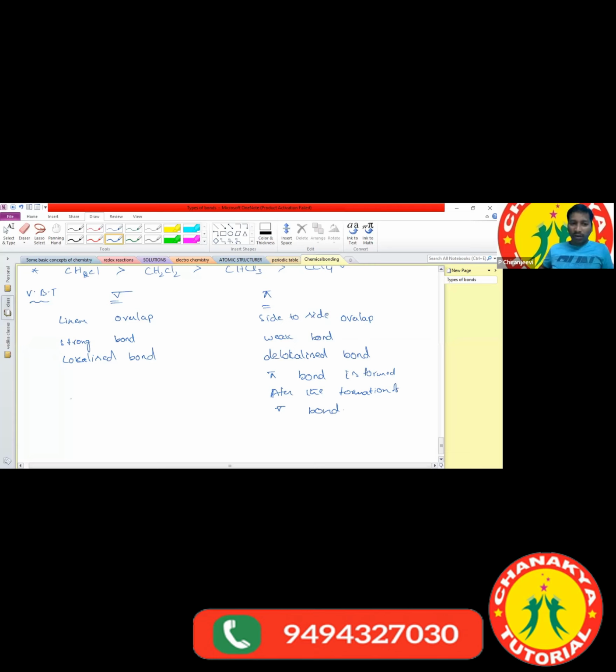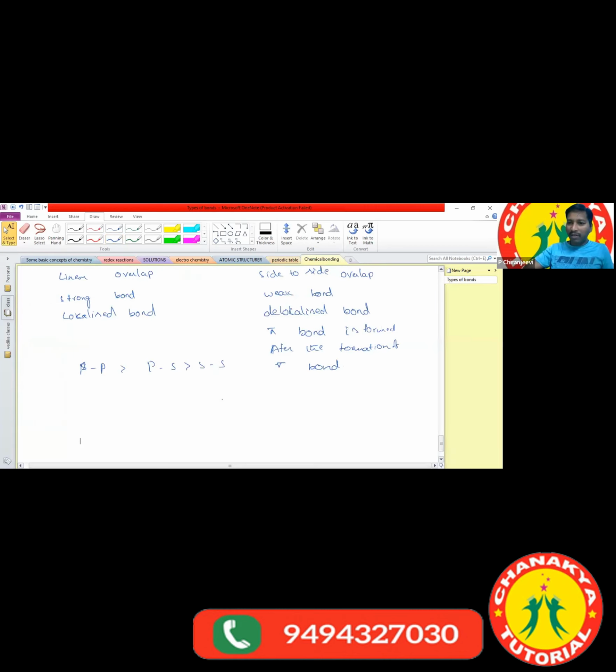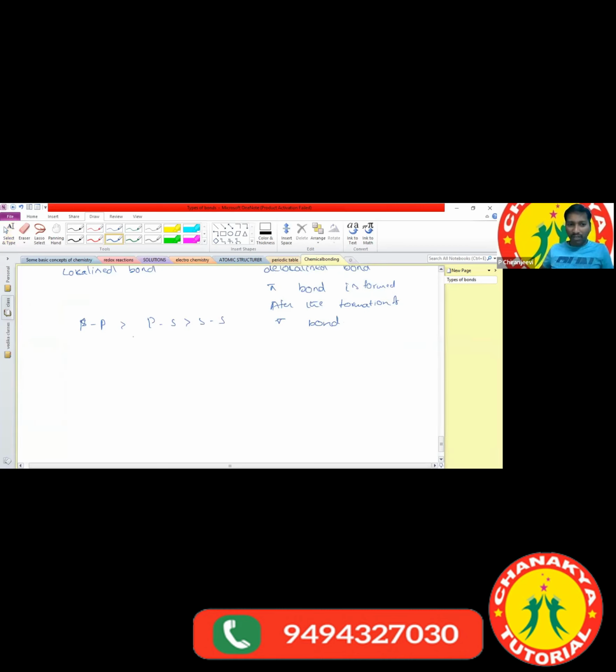For this, they have also given the bond strength order: p orbital with p orbital is greater than p orbital with s orbital, and after that s orbital with s orbital. This is the extent of the overlapping. Based on this, I have some previous year questions that I am going to discuss.